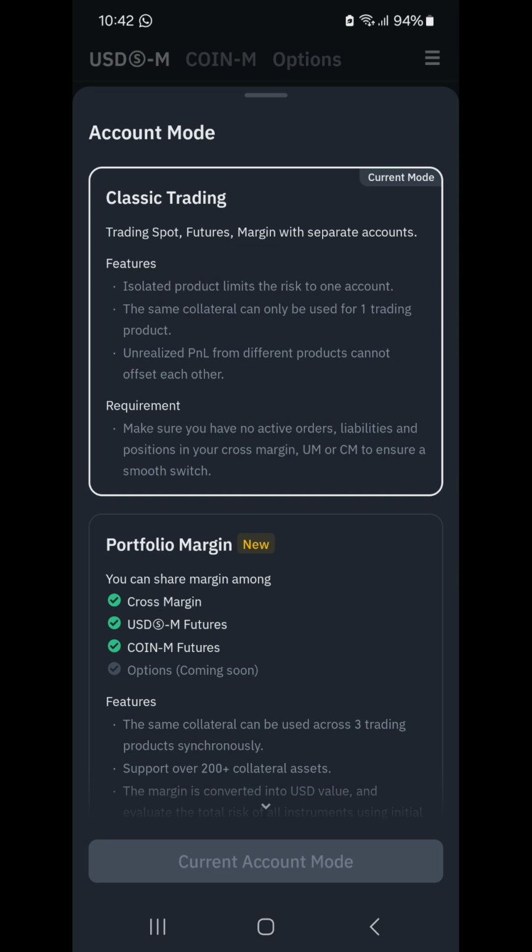So the first one is classic mode. Look at the things that you need to understand. We have trading spots, futures, margin with separate accounts. What does this mean? It means that under Binance, we told you we have different types of wallets and their purposes. Under this particular mode, you will need to transfer funds into the futures wallet in order to trade, right? Even when you move them to the futures wallet, you see them either under the USDT margin wallet or the coin margin wallet. That is what it means.